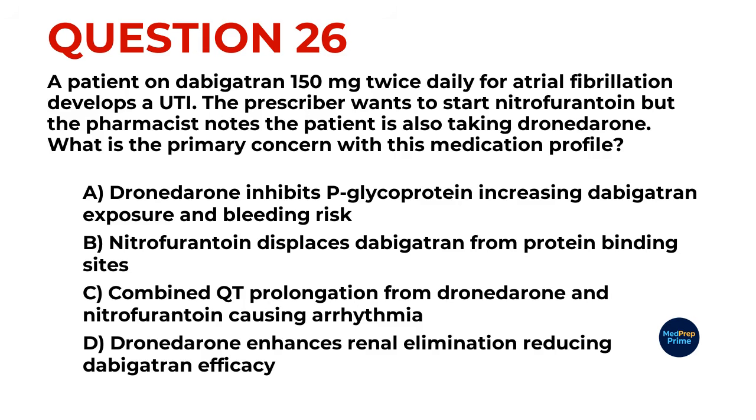A patient on dabigatran 150 mg twice daily for atrial fibrillation develops a UTI. The prescriber wants to start nitrofurantoin, but the pharmacist notes the patient is also taking dronedarone. What is the primary concern with this medication profile? Option A, dronedarone inhibits P-glycoprotein, increasing dabigatran exposure and bleeding risk. Option B, nitrofurantoin displaces dabigatran from protein binding sites. Option C, combined QT prolongation from dronedarone and nitrofurantoin causing arrhythmia. Option D, dronedarone enhances renal elimination, reducing dabigatran efficacy.